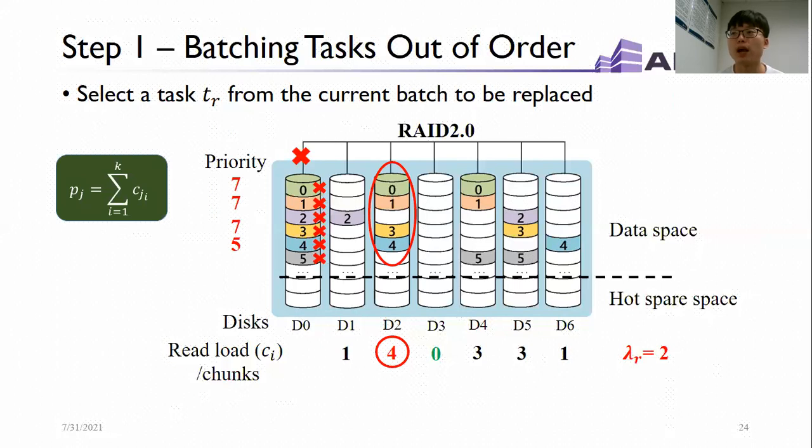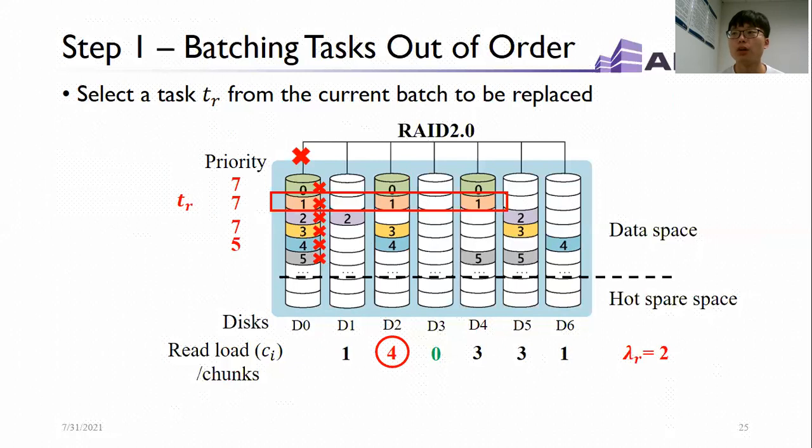We calculate the priority PJ for tasks reading from hottest disks. The larger PJ is, the more imbalanced read load reconstructing TJ causes. The task with max PJ is to be replaced. Here we choose T1 to be replaced.